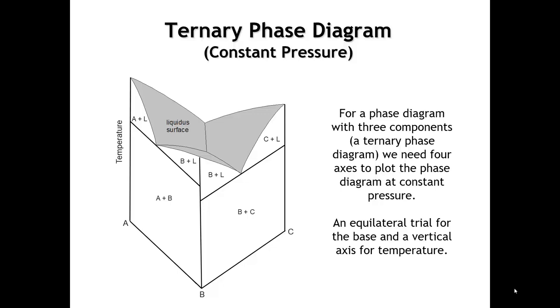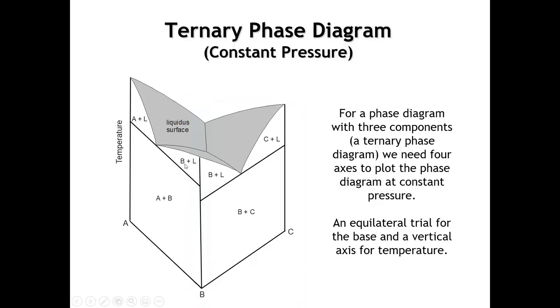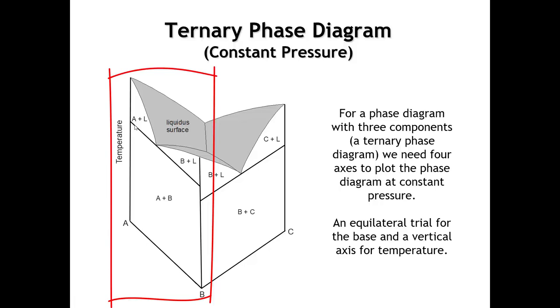So we would need, once again, three axes for the variation in composition, and that would form an equilateral triangular base of this phase diagram, and then we have temperature as the vertical axis. If you looked at this phase diagram for a minute, if we look at any face, let's look at, for example, this front right face. Well, what we see on that face is just, in this case, a eutectic binary phase diagram. If we look at the face on the left-hand side here, we also see another binary eutectic phase diagram. And then the back face, which we can't see, is once again the same.